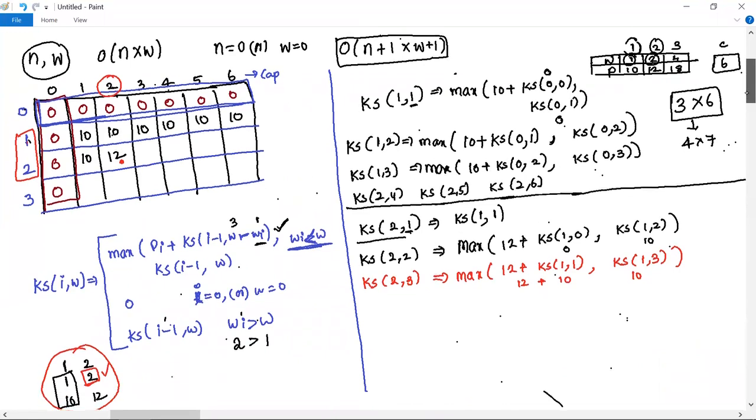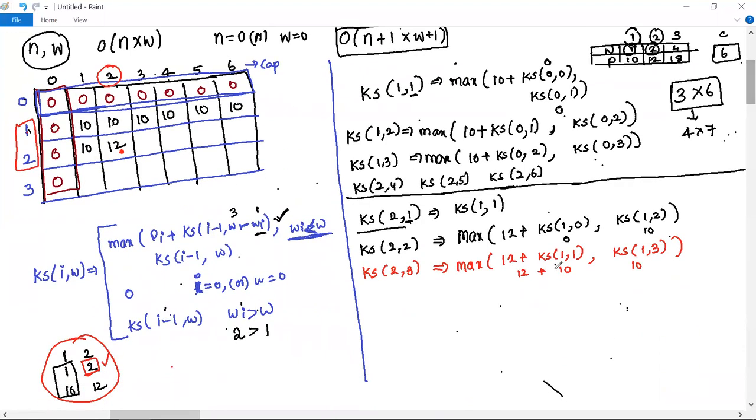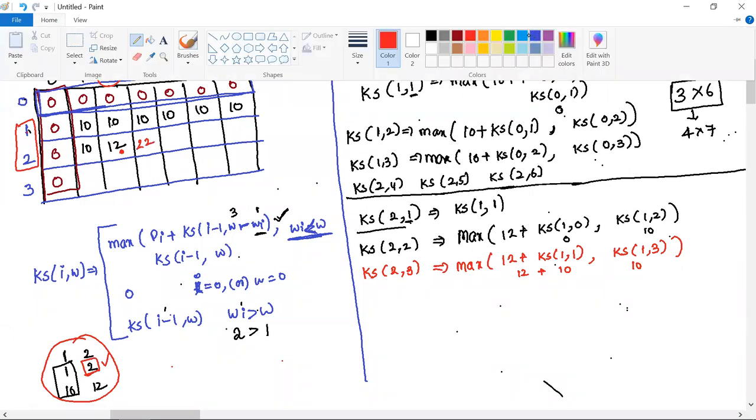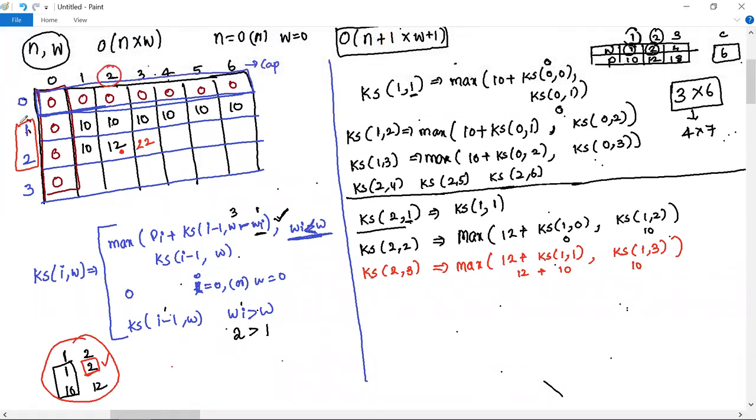Just 1 minute. 12 plus 10, 22. This is 10. The answer we are going to get is what? 22. What is the meaning? See, now listen, you will understand. Now, totally we are having two objects and capacity is 3. So it makes more sense to include both objects. Why? Because this capacity is 2 plus 1, 3 and the weight is 22.